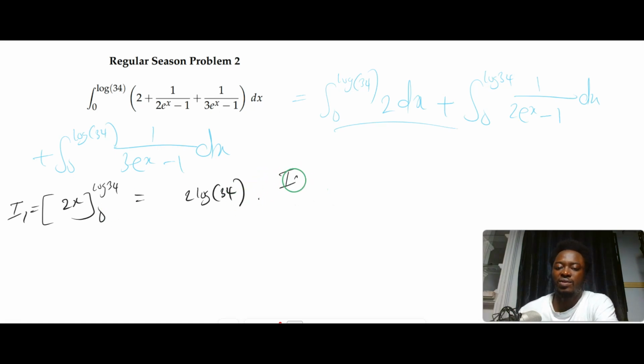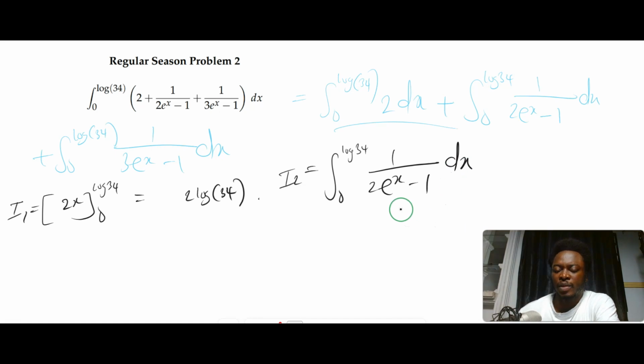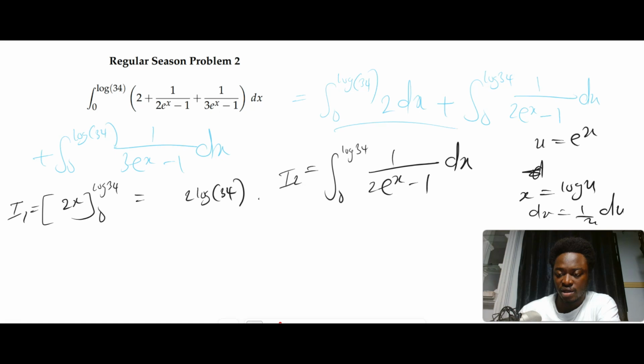So I2, on the other hand, is the integral from 0 to log of 34 of 1 over 2e^x minus 1 dx. Now, here you can make a substitution. Let u be e^x. Then we know that x is equal to log u. So dx would be 1 over u du. So that part is settled.